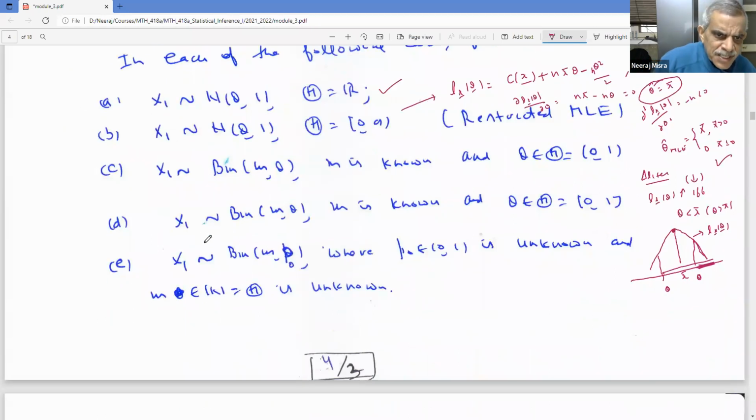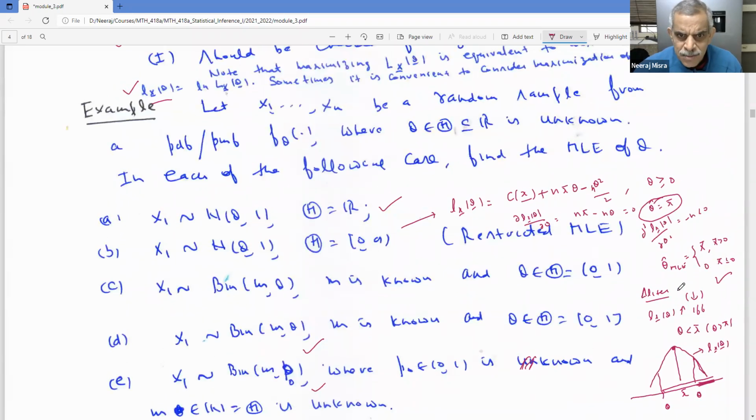In all these examples, you can take X1 as binomial(m, theta), m known. This you have done at your bachelor's level. X1 is binomial(m, p naught), where p naught is known and m belonging to the naturals is unknown. So try to do these. These are one parameter examples, which you have done many times at your bachelor's level. So here I gave you one example where the parameter space may be restricted, and you have to use the basic tools of calculus to get the maximum likelihood estimator.